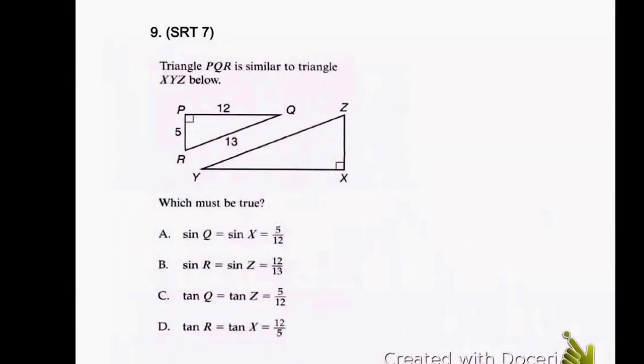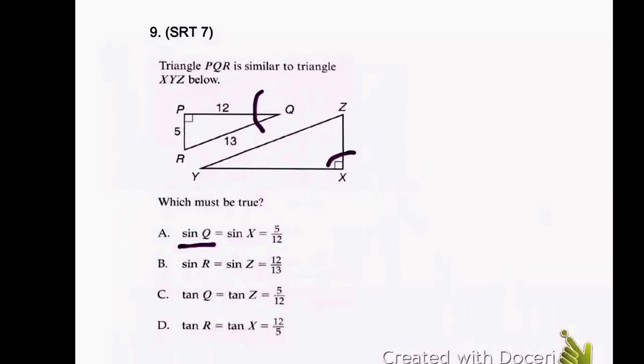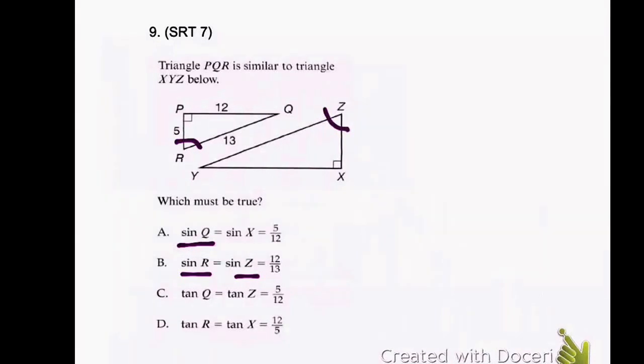Number 9, triangle PQR is similar to triangle XYZ below. Which must be true? So what you need to do is locate your angles. You want to say, is angle Q congruent to angle X? Next you want to know sine R and sine Z. So is angle R congruent to angle Z?